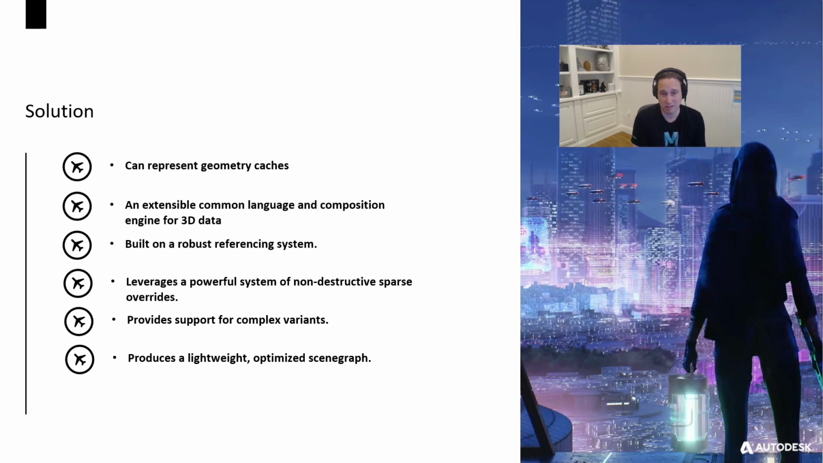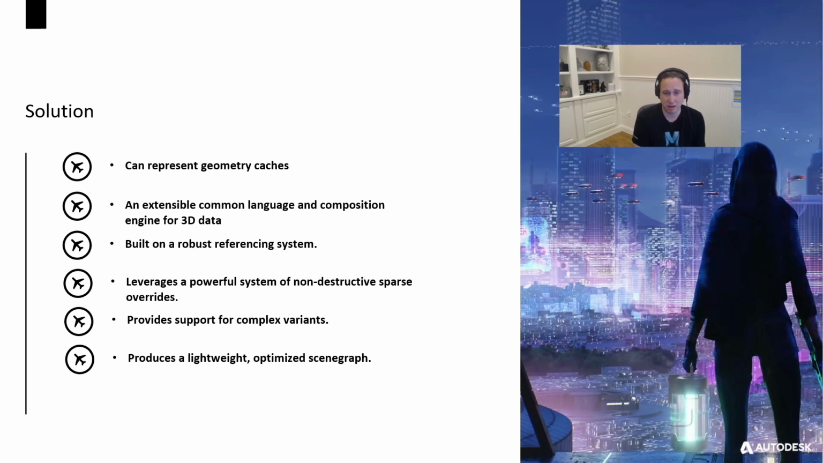USD is built on a robust file referencing architecture. There's the sublayer composition arc, which is how USD leverages a powerful system of non-destructive sparse overrides. The variant composition arc provides support for the definition of complex variations. The variant system is unopinionated though, so the user is capable of leveraging it to represent, among other things, LODs, versions, artistic variations, and different data representations. The final two composition arcs are inherits and specializes, which are two nuanced ways to define inheritance in USD datasets.